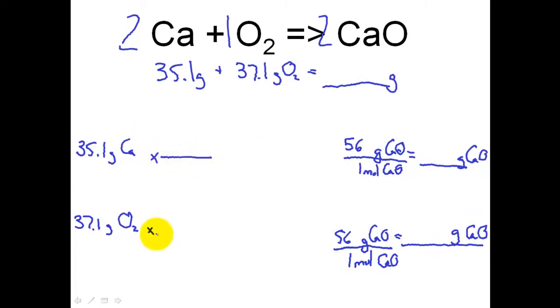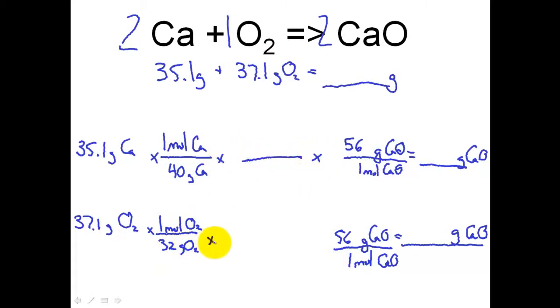Let's begin the problem here. We have 1 mole of Ca, which is going to weigh around 40 grams of Ca. And likewise, 1 mole of O2 is going to have a mass of 32 grams of O2. In the middle here, we have what's known as the mole ratio step. The mole ratio step is going to convert from oxygen into calcium oxide on the other side, and likewise from calcium to calcium oxide over here.